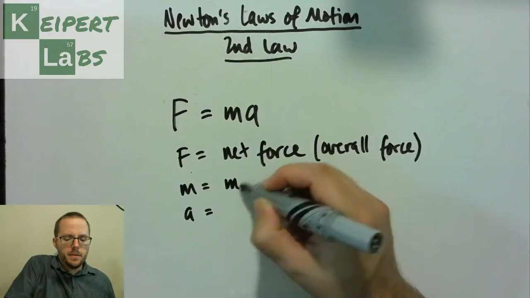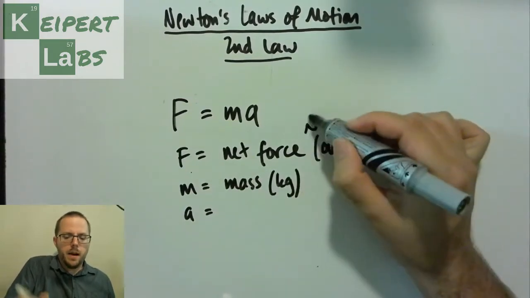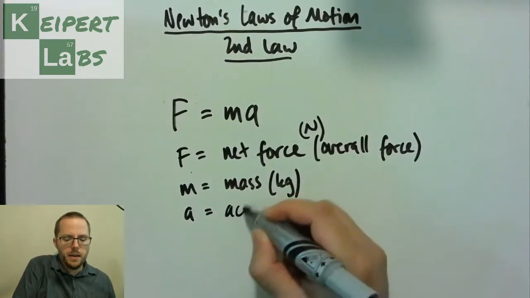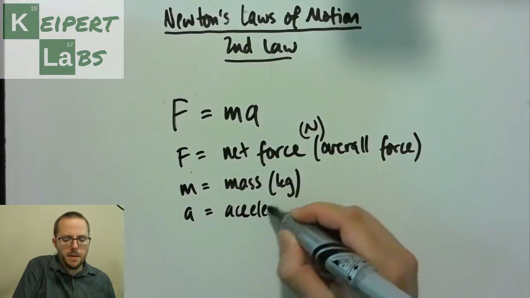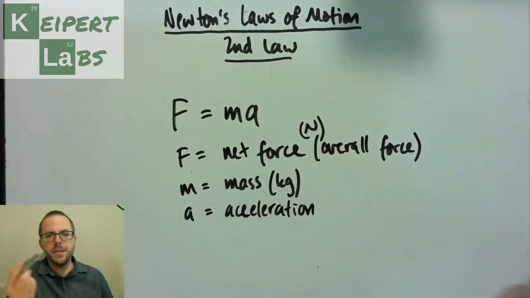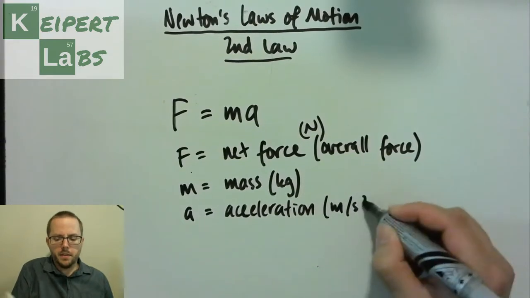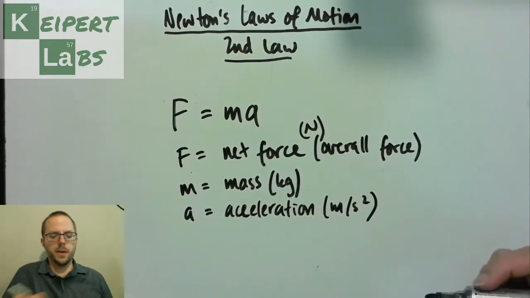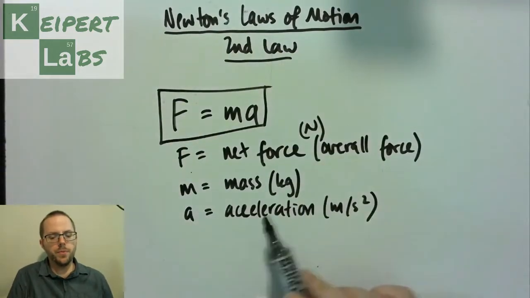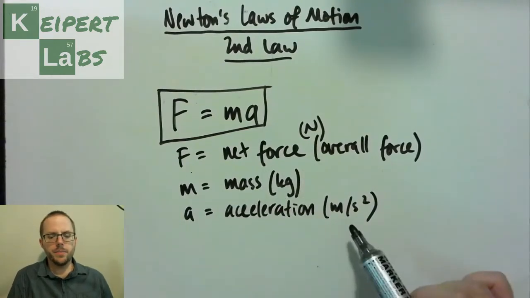m equals mass in kilograms, and so our force is in newtons. And then acceleration is a. That is two C's, by the way. I can spell, it's just this is not an overly fine pen. And acceleration in meters per second squared. Okay, so they're the units that we would have. So F equals ma. F is our net force, or overall force, in newtons. m is mass in kilograms, and a is its acceleration.